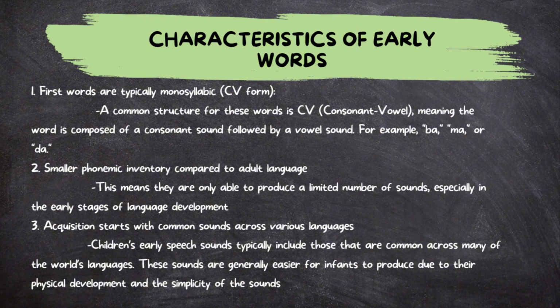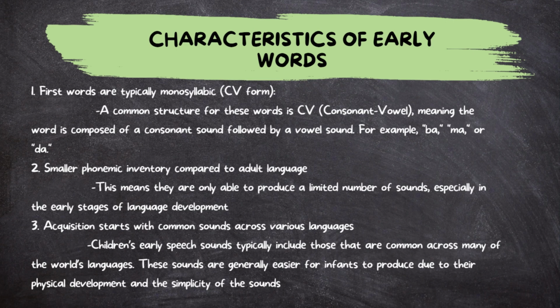On the other hand, the CV form is the simplest form for early speech, that is a consonant followed by a vowel. This structure is easy for infants to produce because vowels are generally easier to articulate than consonants, and the CV pattern requires fewer articulatory movements. This pattern is observed across many languages, not just English, as it reflects the simplest possible phonological structure that young children can use while they are still learning how to control their speech apparatus.